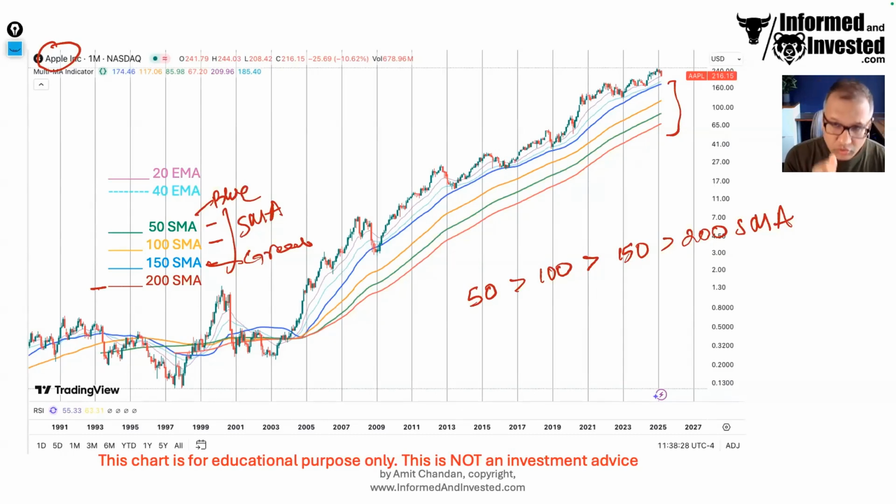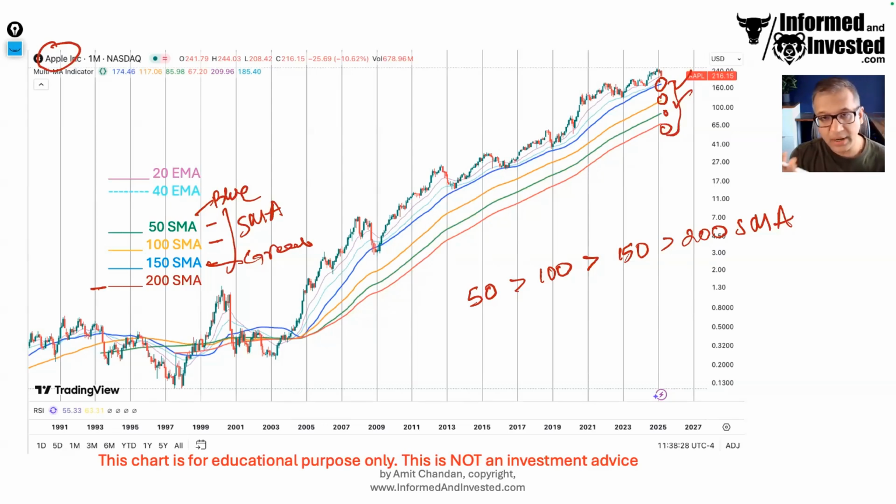An established trend is going to show a fully fanned version of the moving averages, which means 50 is greater than 100. So you notice this is the 50 simple moving average. It's higher than the 100-day moving average. So that's good. And the 100-day moving average is higher than the 150-day moving average. So that's good. And then the 150-day moving average is higher than the 200-day moving average. So that is good. The exponential moving averages in this case are the thinner lines.